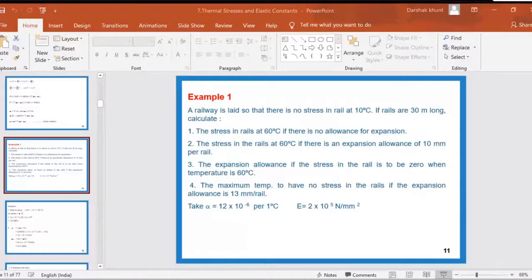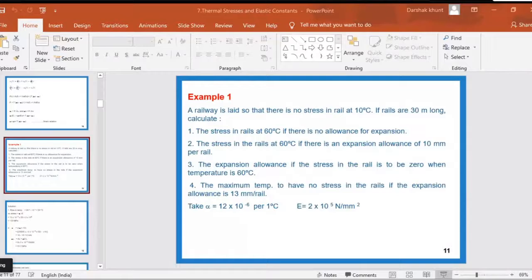Okay. Second case, the stresses in the rail at 60 degrees Celsius if an expansion allowance of 10 mm per rail. Means in the second case, 10 mm expansion is allowed. In that condition, what are the stresses generated in the rail?